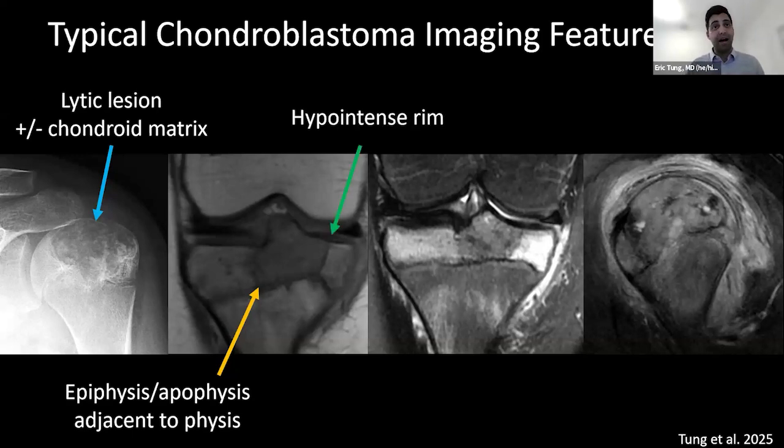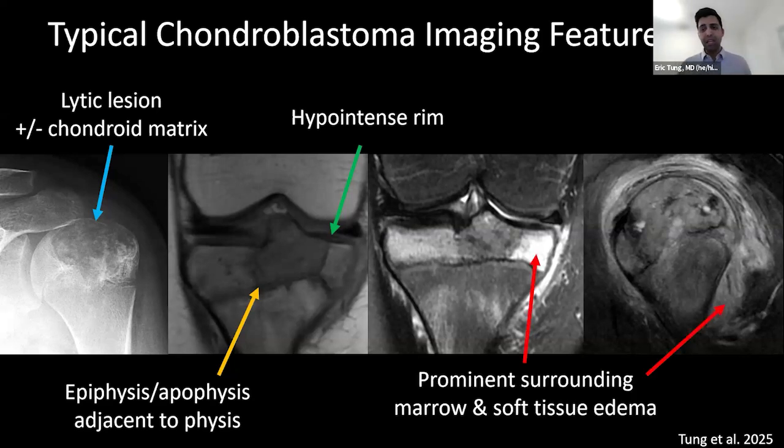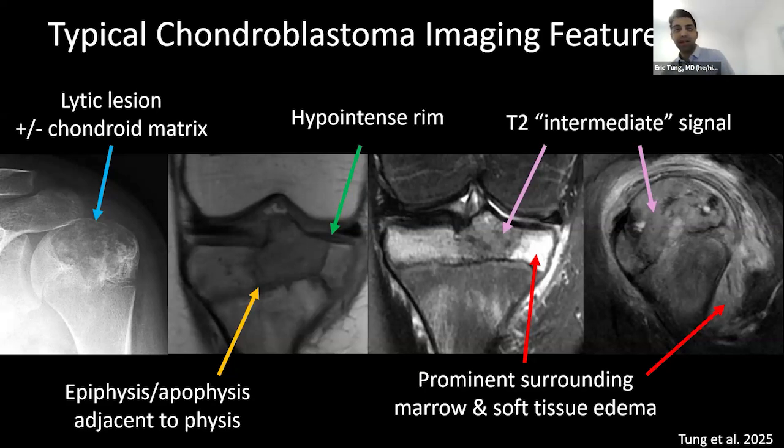It's been described that they have a hypointense rim surrounding them. There's prominent surrounding marrow and soft tissue inflammation around these lesions. That's one of the defining imaging features of chondroblastomas. One of the more nuanced ones is that on T2 weighted imaging, a lot of these lesions have what we would describe as intermediate signal. This is related to some immature chondroid matrix, as well as the chondroblasts themselves, which create this more intermediate signal that is above skeletal muscle, but not as high as something like fluid.